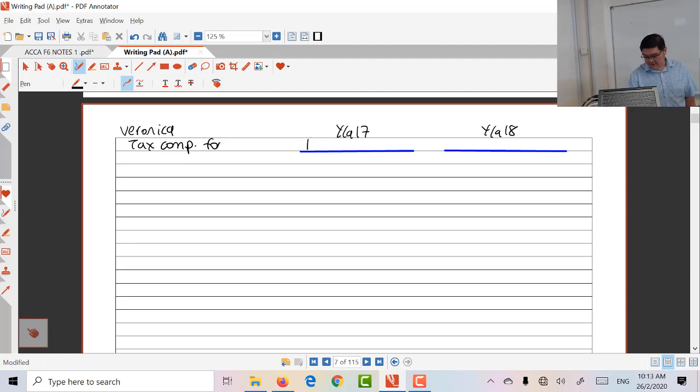Okay, I'm not sure if I need two columns, so I'll just prepare the space. If I need it, I'll use it. If not, just leave it there.